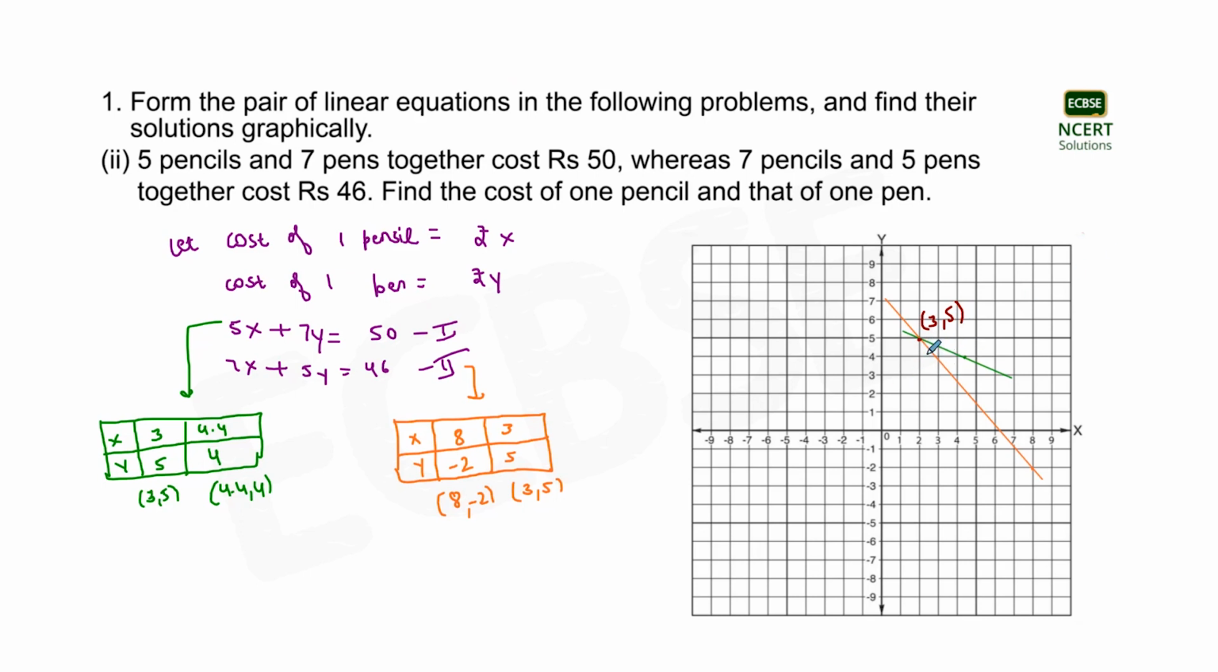Right. As these 2 lines intersect at the point 3, 5, this will be the solution of the 2 linear equations. Means 3, 5, which is the intersecting point, will be the values of the variables x and y respectively. So the value of x comes out to be 3 and the value of y comes out to be 5. So the cost of 1 pencil is ₹3 and the cost of 1 pen is ₹5. So this was all about the first question of exercise 3.2. I hope this question is clear to all of you.